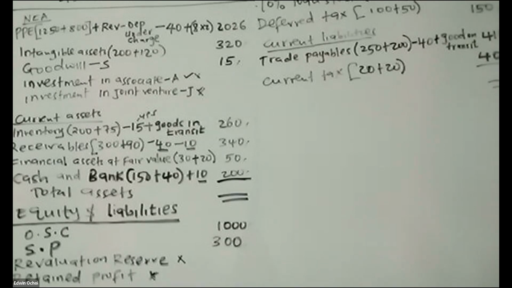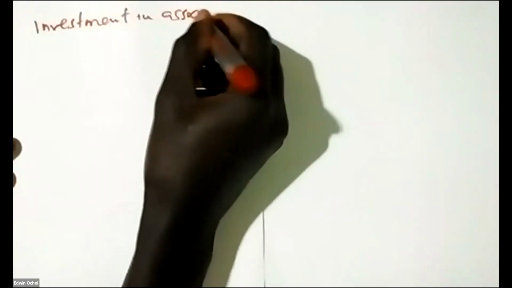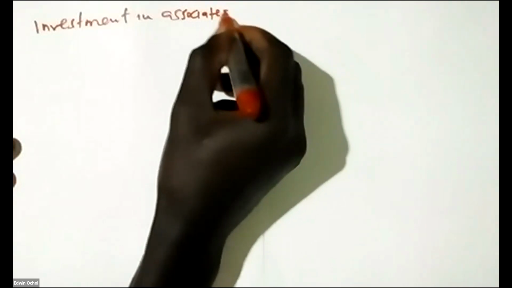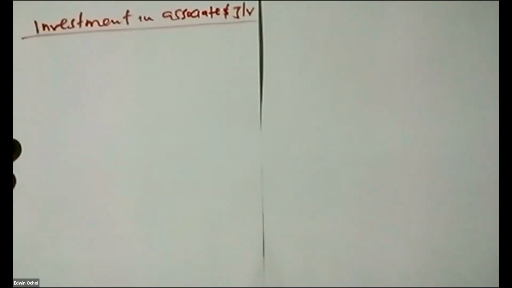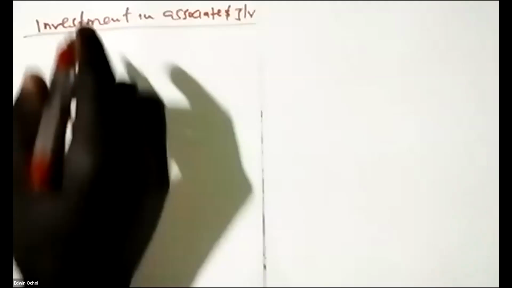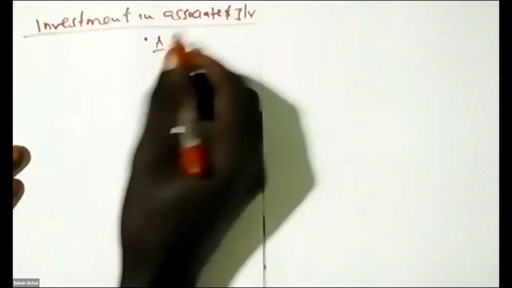So for understanding purposes, let us do the 4 workings. Then we can call it a lesson for today. Let us start with the first one, that is investment in associate and joint venture. We use the equity method to compute the 2, which I have A and I have J.